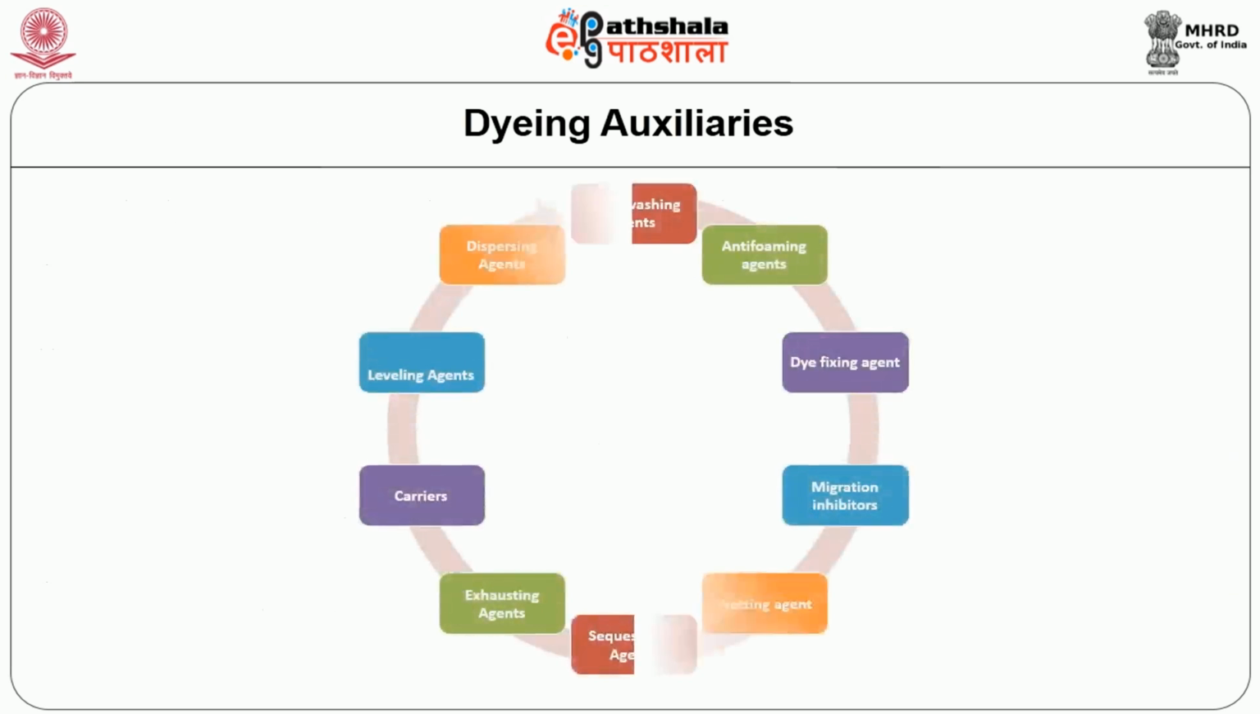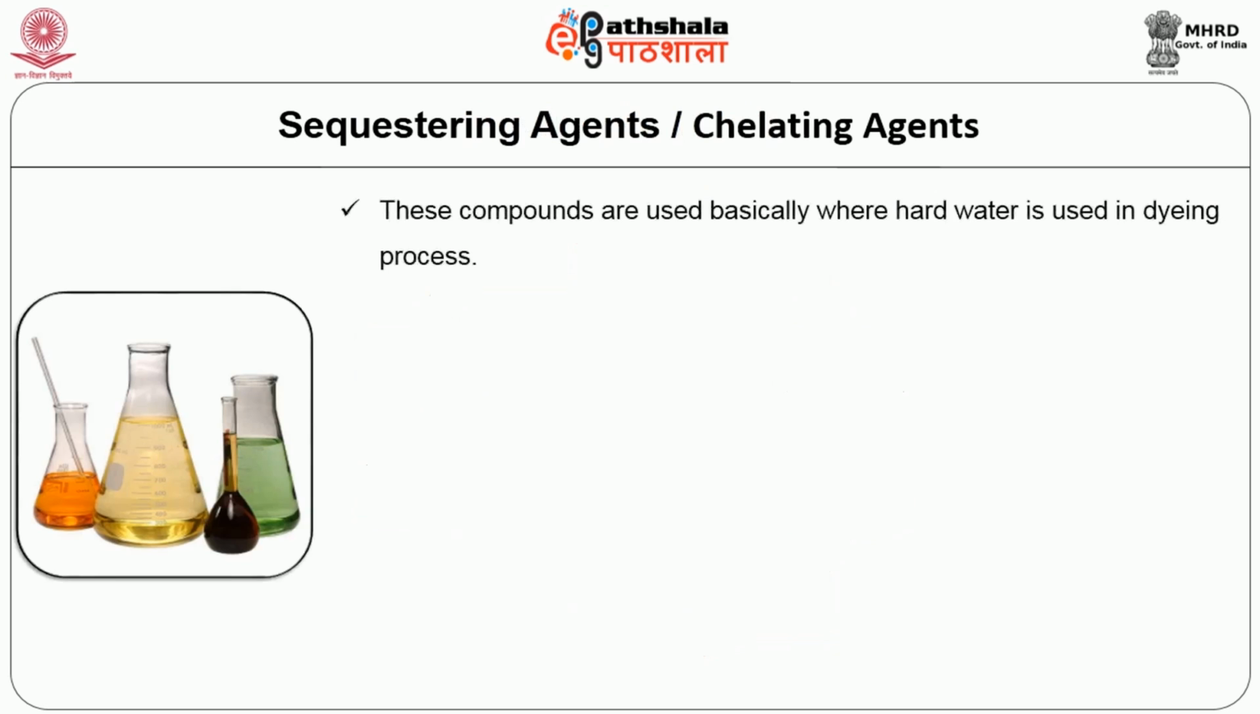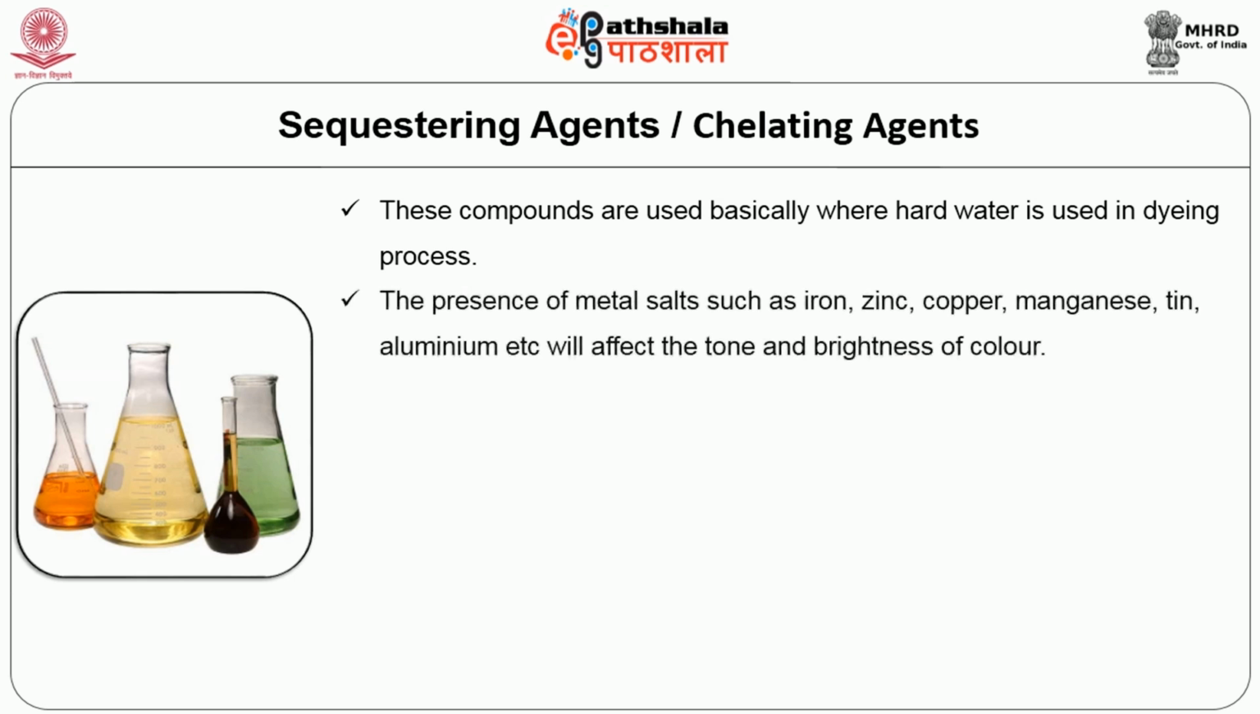Some typical dyeing auxiliaries are sequestering agent, exhausting agent, carriers, leveling agent, dispersing agent, after washing agents, anti-foaming, dye fixing agents, migration inhibitors, and wetting agents. Let us deal with each one in detail. Sequestering agents or chelating agents. These compounds are used basically where hard water is used in dyeing process.